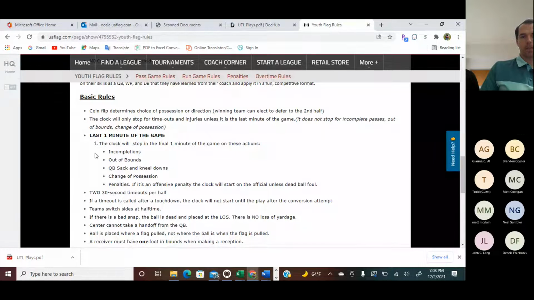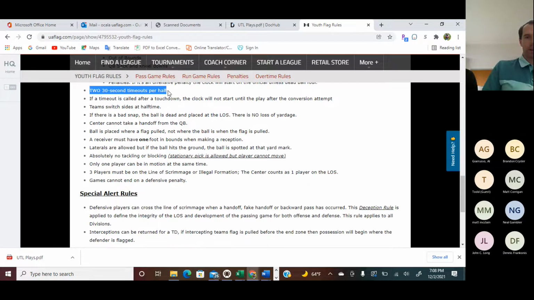One of the highlighted things here: the last minute of the game is when the clock stops. They did add this in with the QB sack and kneel downs, so the clock will stop there. So you can't just take the ball and take a knee at the end of the game. You actually have to run a play and complete a pass and remain in bounds in order to run the clock. Okay, as I mentioned before, you get two 30-second timeouts per half.